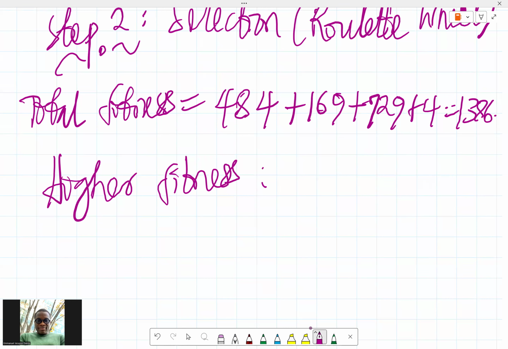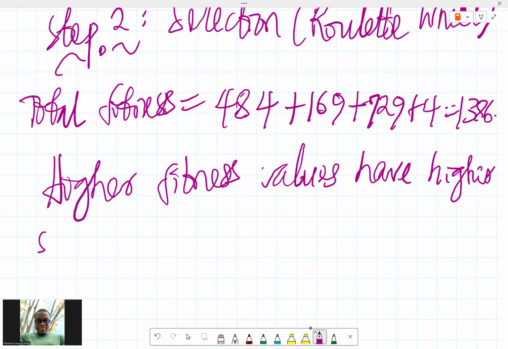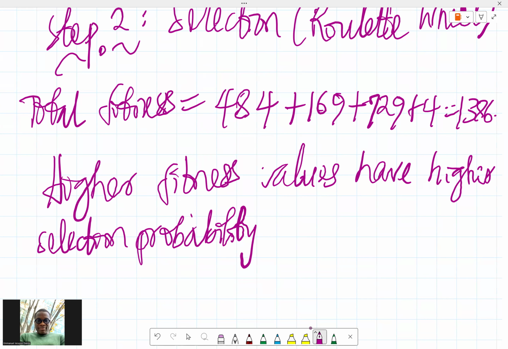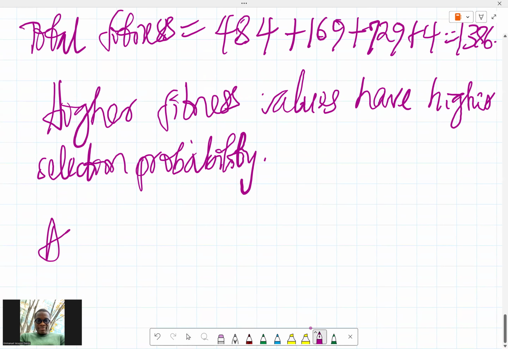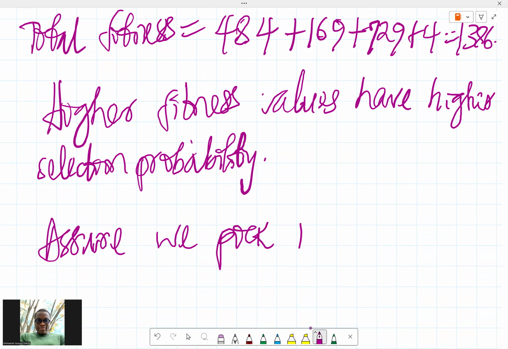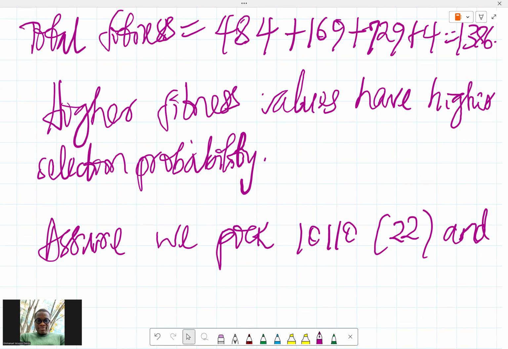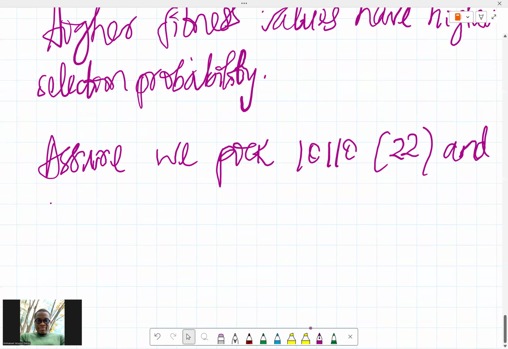Okay, so we'll now say higher fitness values have higher selection probability. Then from there, assume we pick 10110, which is 22, and we pick another one. We pick 11011, which is 27, as we see up there. So assume we do that now.